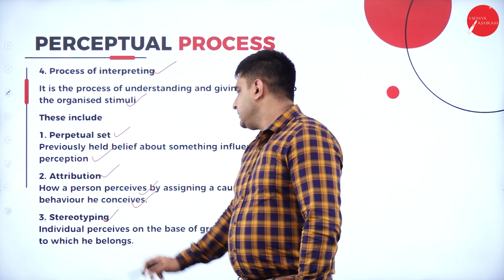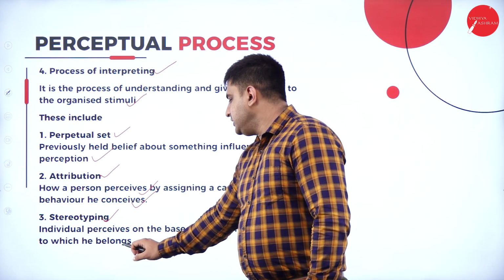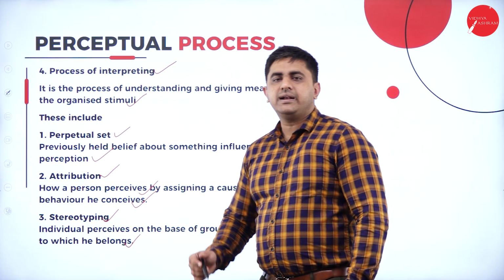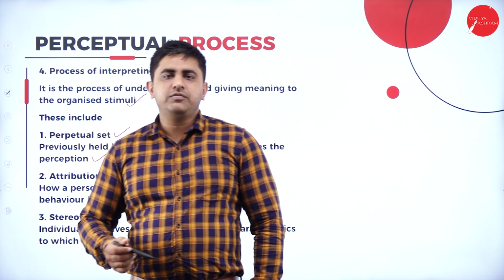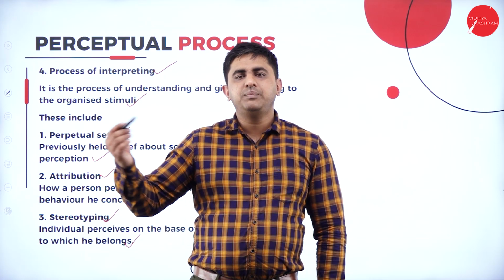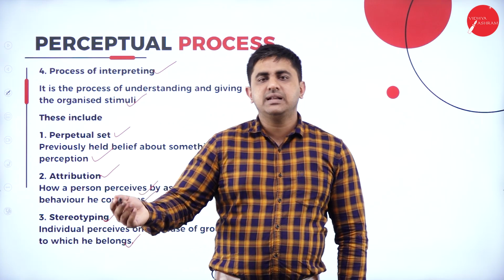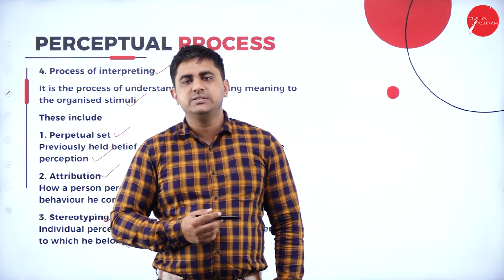Stereotyping. An individual perceives on the basis of group characteristics to which he belongs. For example, there are 10 guys. Out of 10, 9 of them smoke and 1 person doesn't smoke. What people stereotype is, they consider the other person also a smoker because he belongs to that gang.